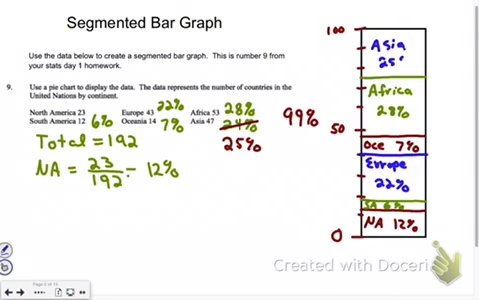Now, just like with any other display, we want to make sure we put a title on this. So we'll just say countries in the UN. And then this is just percentage on this side. And that's how you do a segmented bar graph.